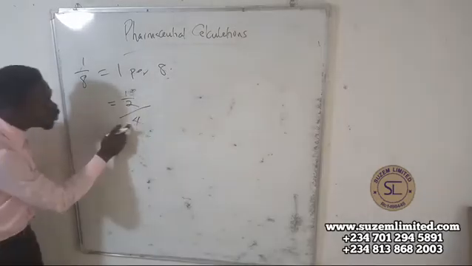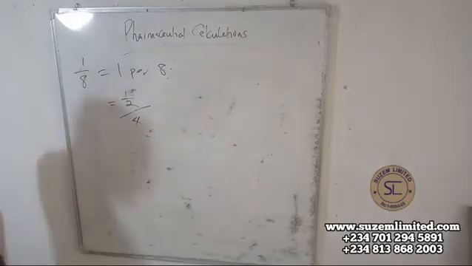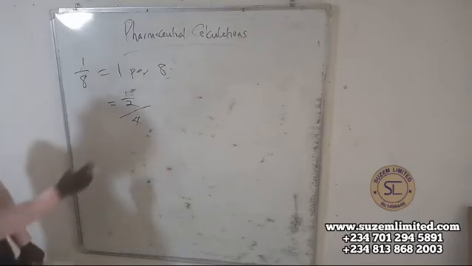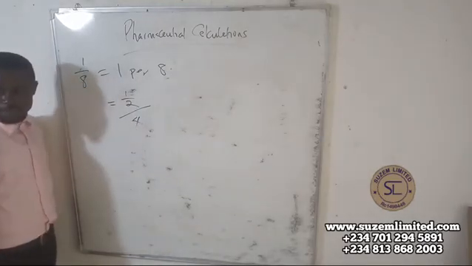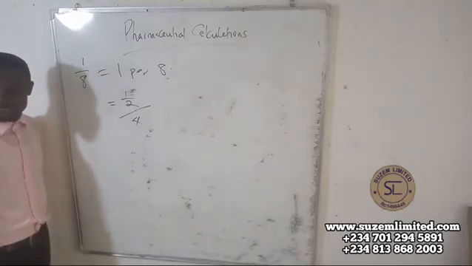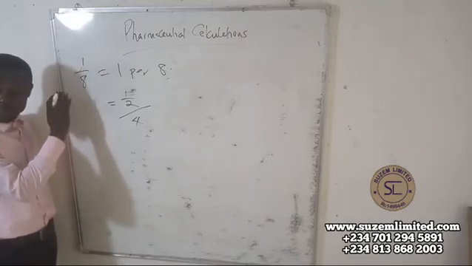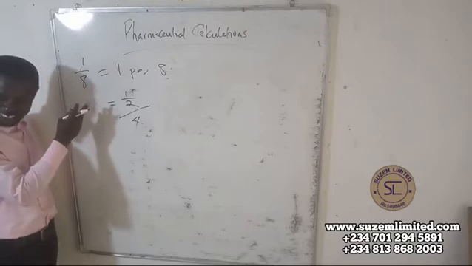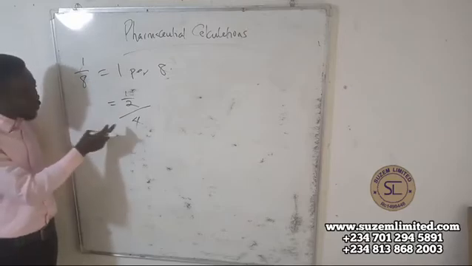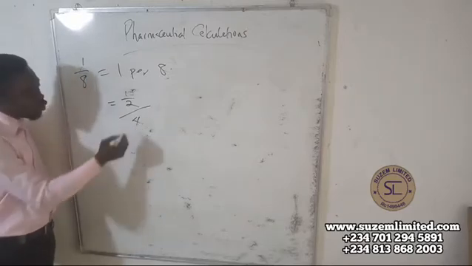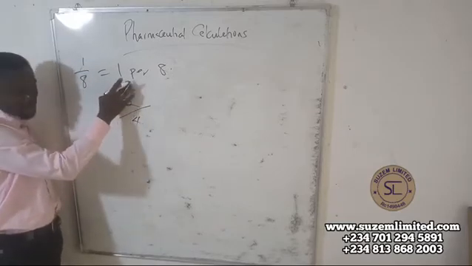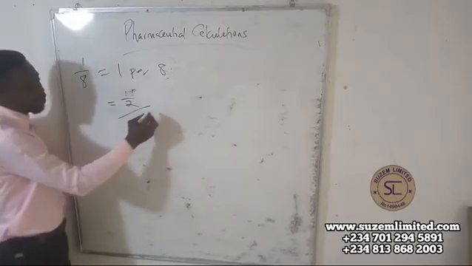Now what can we do to this again to turn it to 100? We multiply 4 by what? 25. Let's see the beauty of equivalent fractions: you can get what you want. You want to convert this to 100, so you multiply both the numerator and the denominator by 25.